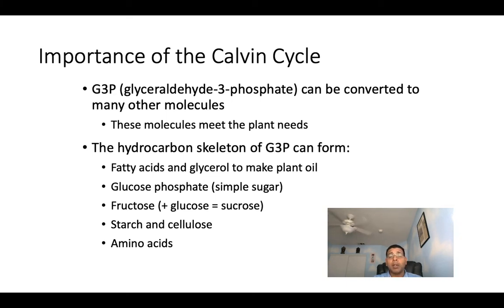Starch is a storage form of glucose. Some starch is stored in chloroplasts, but most starch is stored in the roots. Cellulose is a structural component of plant cell walls and becomes fiber in our diet because we're unable to digest it. A plant can use the hydrocarbon skeleton of G3P to form fatty acids and glycerol, which are combined in plant oils such as corn oil, sunflower oil, or olive oil, commonly used in cooking.